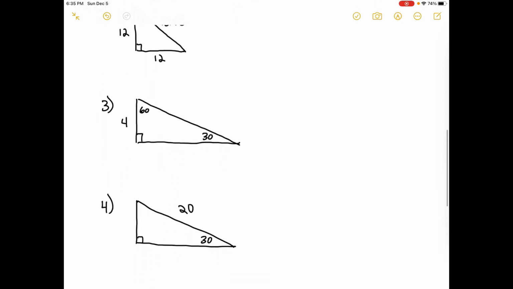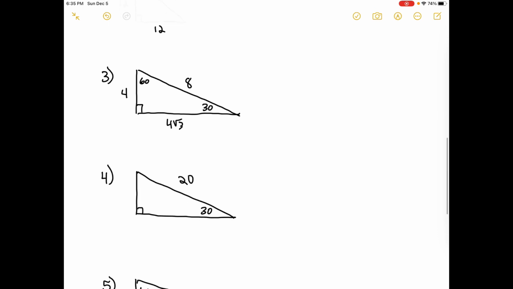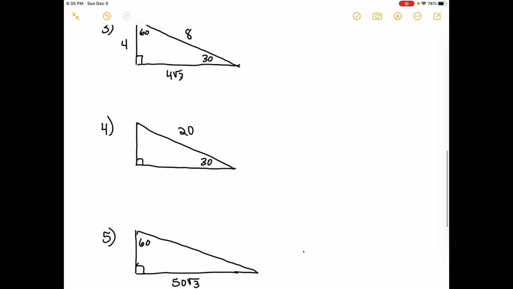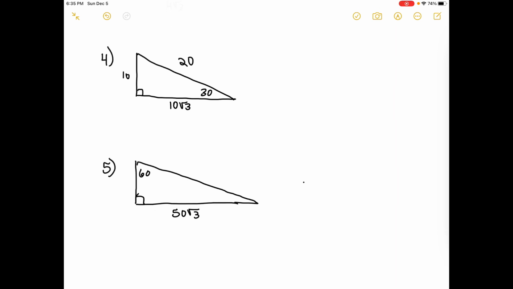On 30, 60, 90s, you want to identify the short leg. The hypotenuse is double the short leg, and the other side is short leg times root 3. Number 4, you're given the hypotenuse, which is double the short leg. Short leg is 10. The other side is short leg root 3. Number 5, you're given short leg root 3. Short leg is 50. Double the short leg.